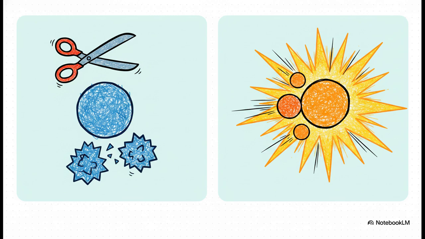On the completely flip side is fusion. This is the exact opposite. It's the mashing together of extremely light nuclei, like hydrogen, to form a heavier nucleus, like helium. Now, fusion requires unimaginably high temperatures. We're talking star-level heat here. In fact, it's the literal process that powers our sun and lights up the entire universe.